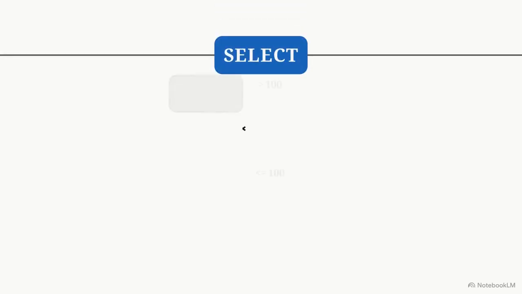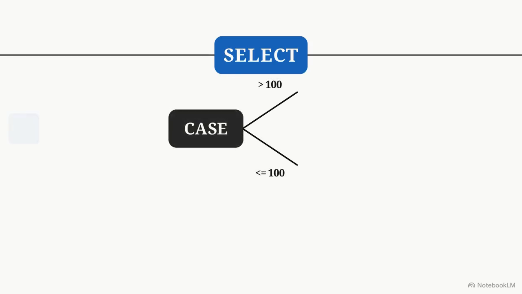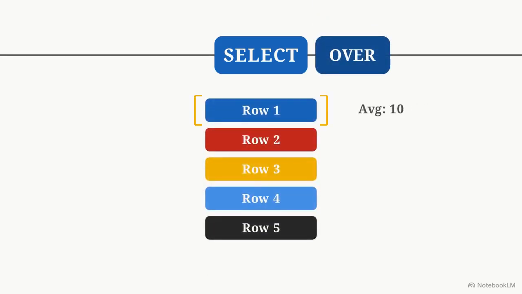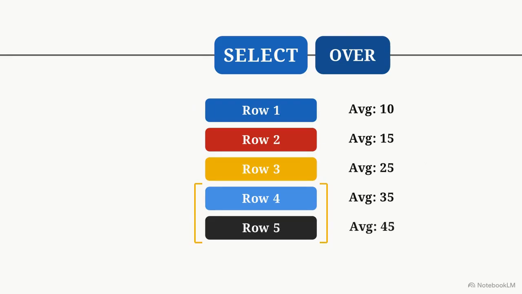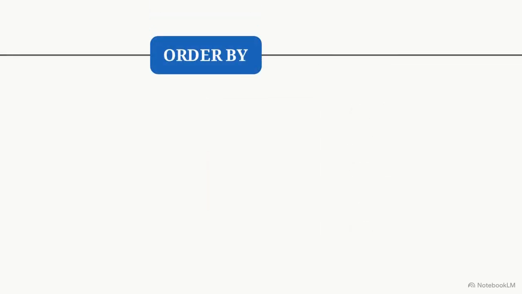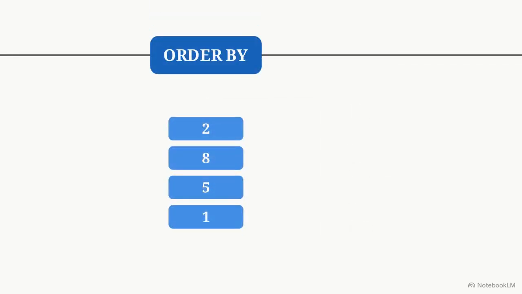The select block functions as a transformation layer. By embedding a case statement, we apply if-then logic directly to the data as it's projected, assigning categories based on the values we feed it. We can also add window functions here. Look at the over clause. Unlike group by, which collapses data into single buckets, a window function calculates analytical tools, like a moving average, across a set of related rows, while allowing every single row to maintain its original individual identity.